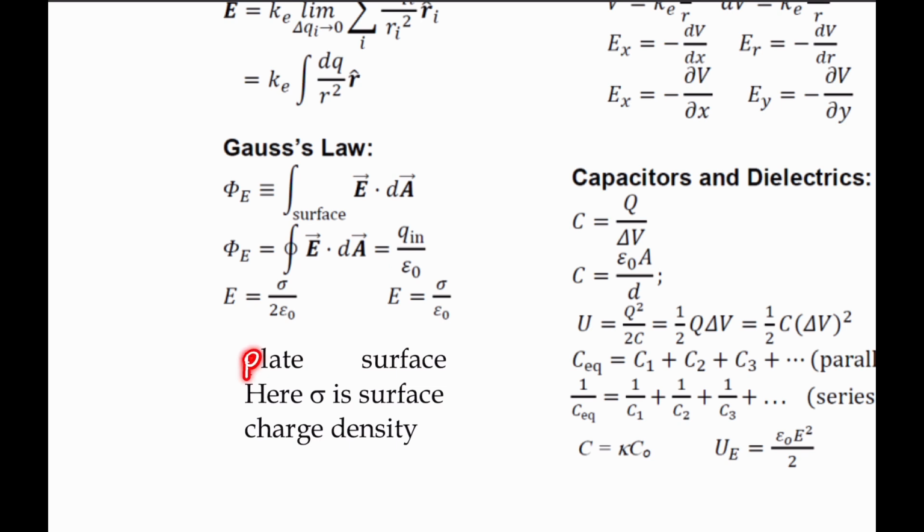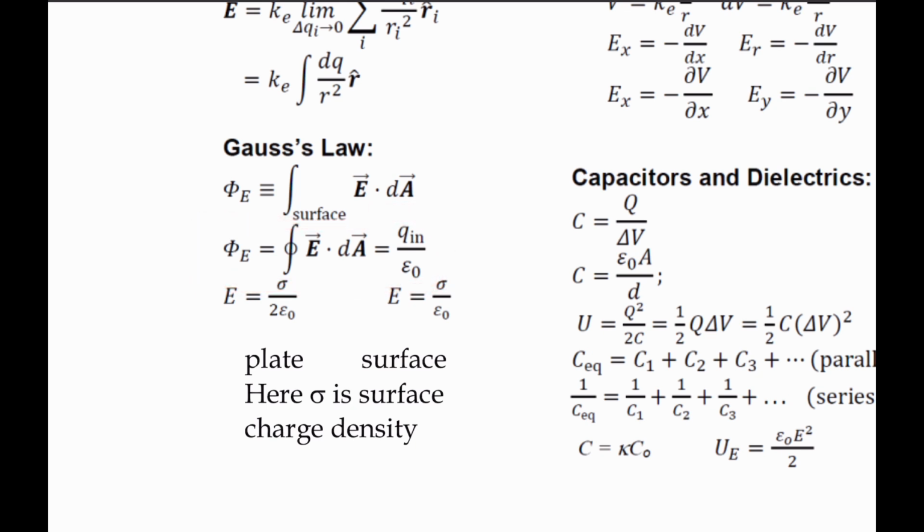This says plate surface here. Sigma is surface charge density. Okay, interesting. Oh yeah, and we have these two equations here. These are actually interesting. I'll get to those in a second. So the main equation for Gauss law that I've done in my video is this equation here.